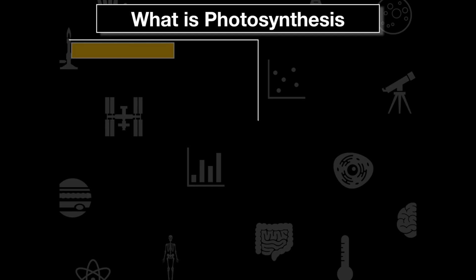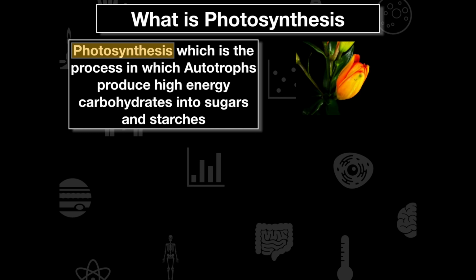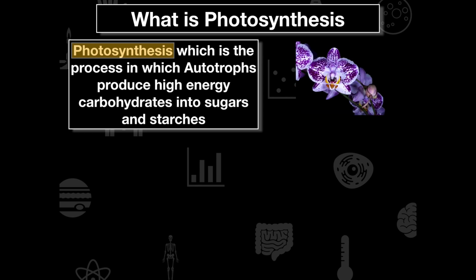So what is photosynthesis? Well, photosynthesis is where autotrophs produce high-energy carbohydrates, sugars and starches. And plants take the energy from the sun and convert it into chemical energy, which we are going to generally call glucose.